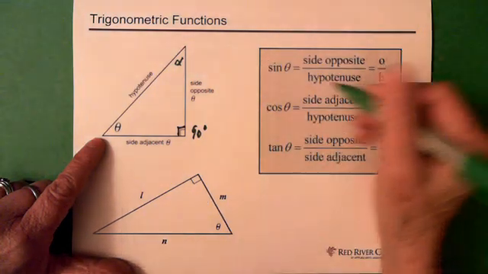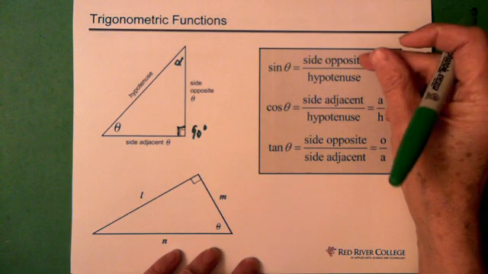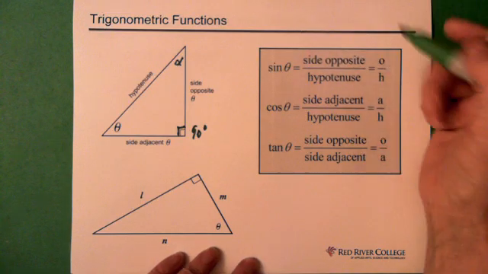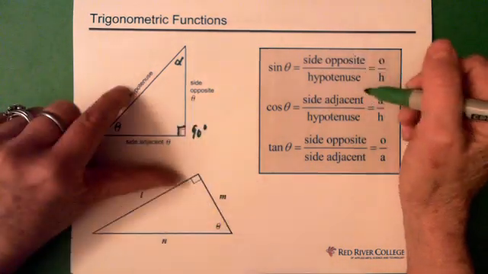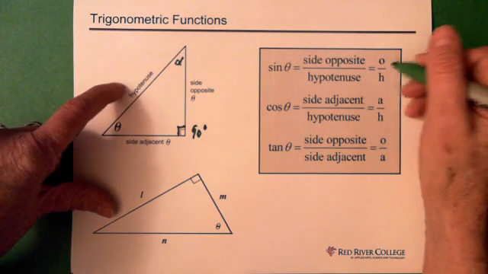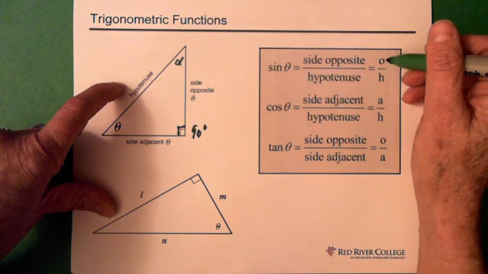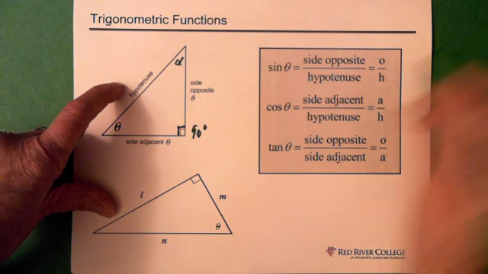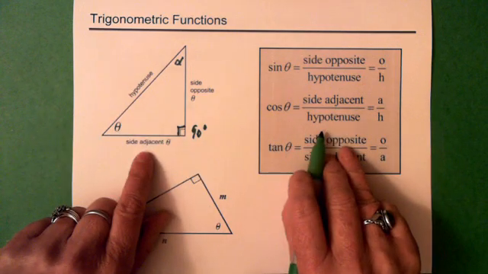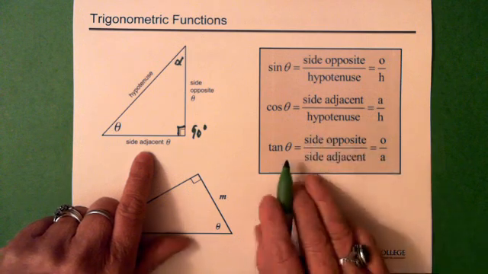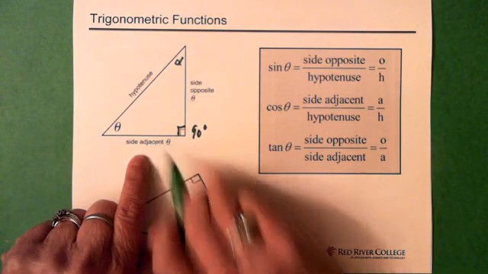All right, now here are the trig functions, and trig functions are really just ratios, ratios of one side over another. So the sine of the angle is the opposite side over the hypotenuse. And it helps sometimes just to write it as sine of the angle is opposite over hypotenuse. The cos of the angle is the adjacent side over the hypotenuse. And the tan of the angle is the opposite side over the adjacent side.